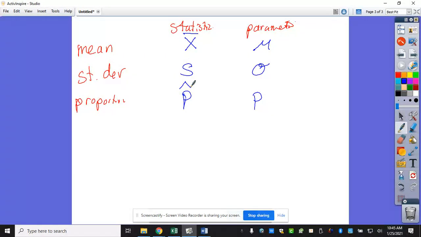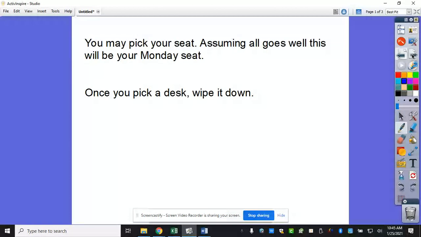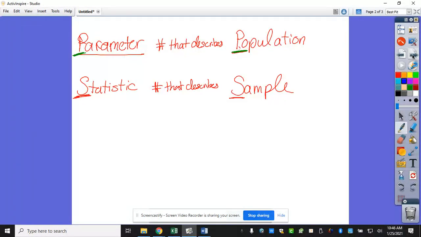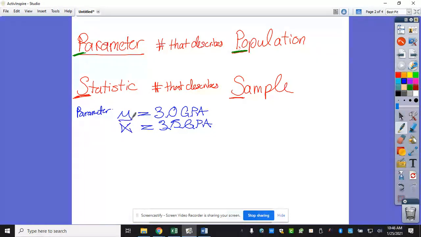Right? So going back to what I said here, and you don't need to write this, just to tie things in. The example I said was the whole school had a mean of 3.0 GPA, and if our class seniors had a 3.5 GPA, what would be my symbol for the 3.0? Mu. And so that would be a parameter. What would be my symbol for my 3.5? And that would be a statistic.